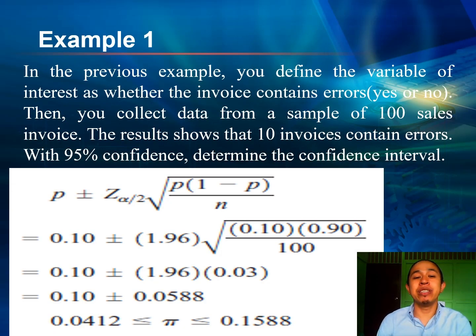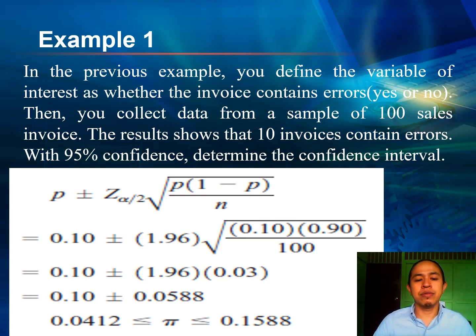So, let's have this example number 1. In the previous example, you defined the variable of interest as whether the invoice contains errors, either yes, error, or no, no error. Then you collect the data from a sample of 100 sales invoices. The result shows that 10 invoices contain errors. So with 95% confidence, determine the confidence interval. Let's break it down, and we have to complete the needed information.